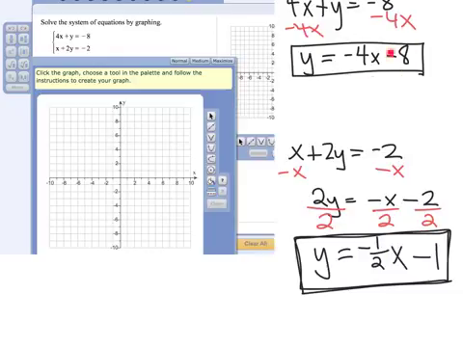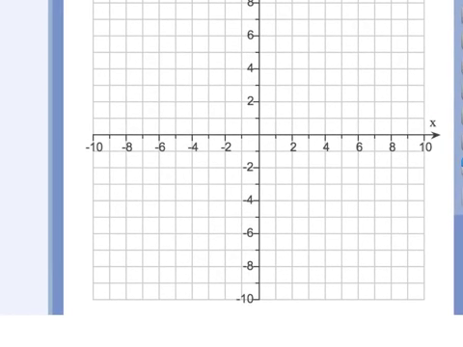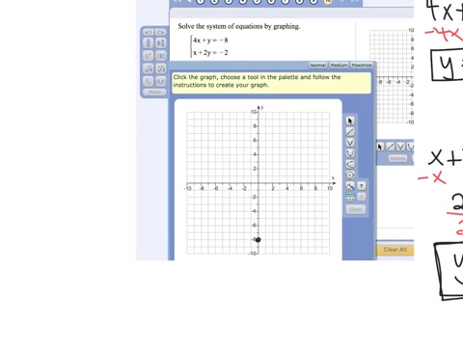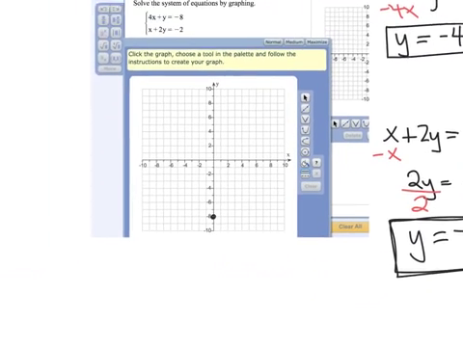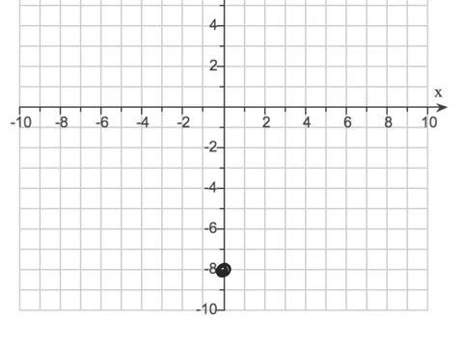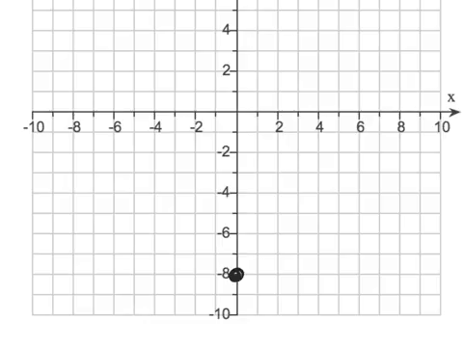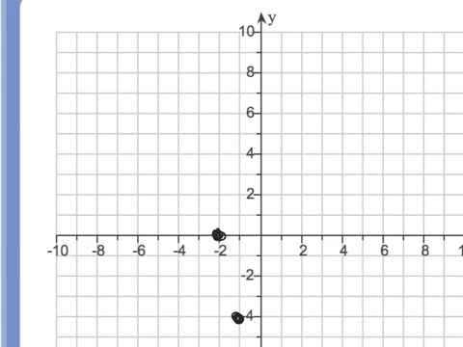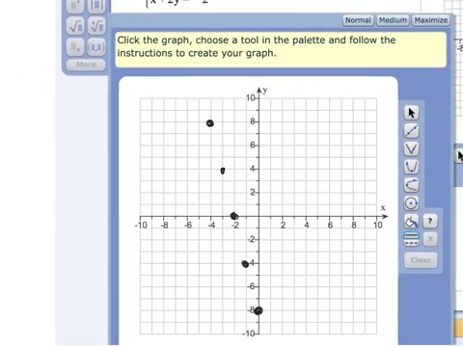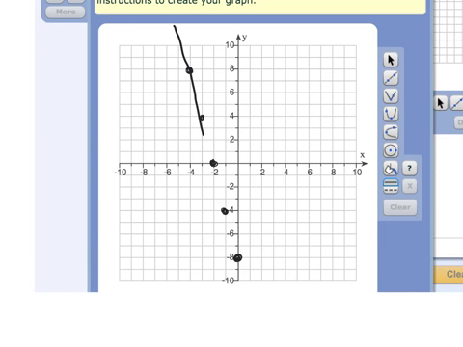Let's do this one first in black. Negative 8 is our starting point, and then the slope is down 4 over 1. But we can't go down 4 in our graph because we're already kind of at the bottom. So instead of going down 4 over 1, we're going to go backwards 1, up 4. Backwards 1, up 4. Backwards 1, up 4. So there is our first line in black.